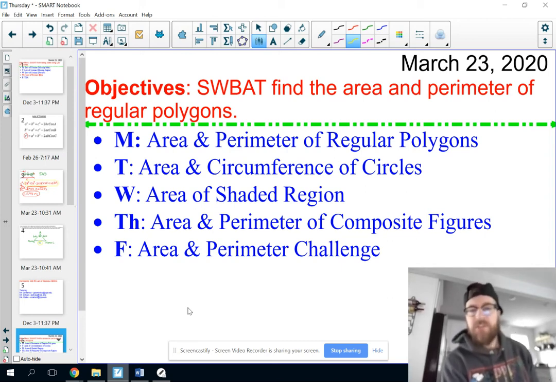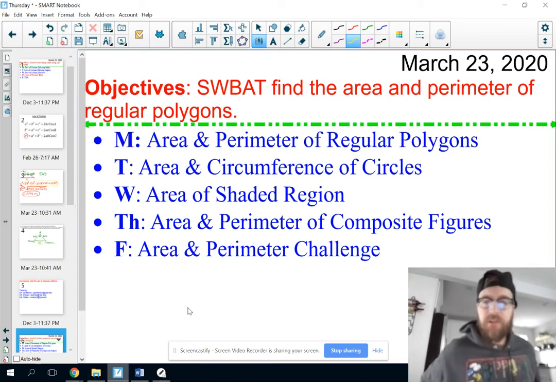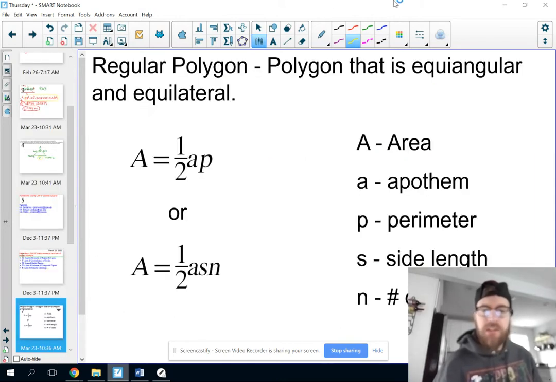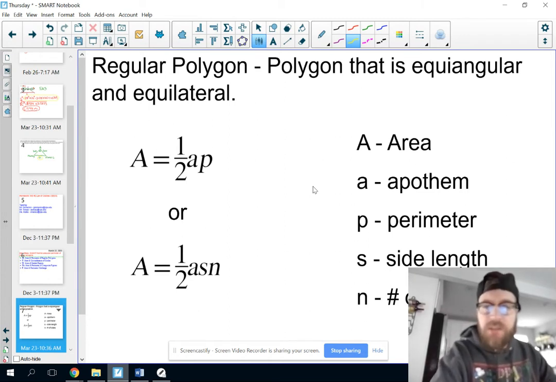Today's objective: students will be able to find the area and perimeter of regular polygons. So we've got a few more area and perimeter lessons going through this week before you start with the area and perimeter challenge. So regular polygon, first things first. We haven't really talked about that this year.